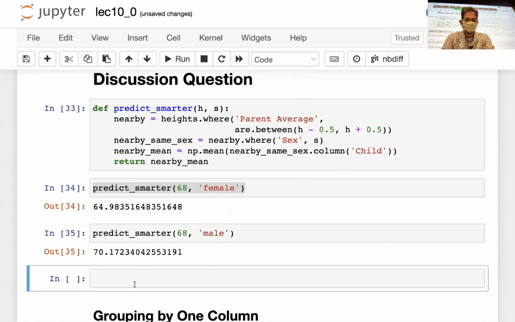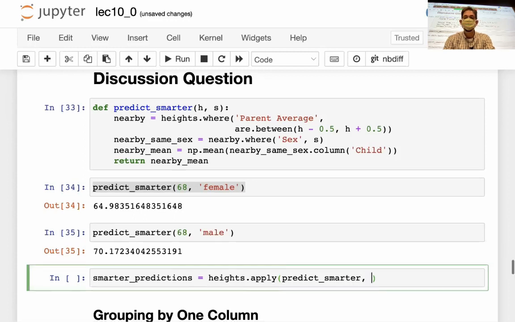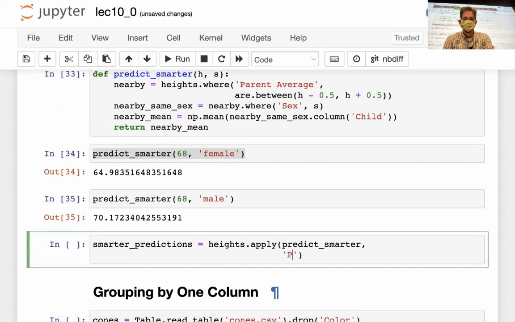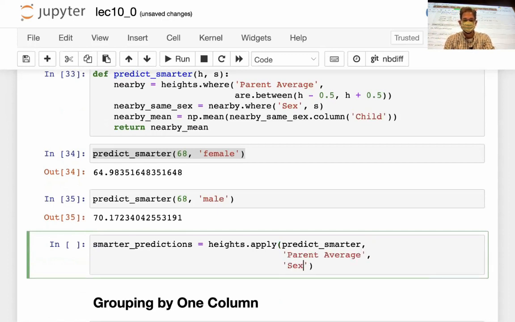So maybe we should have new predictions. Heights.apply. Here's where we have to think about the code a little bit. We're going to apply the predict smarter function, but now we have to apply it to two different columns: parent average height and the sex of the child.